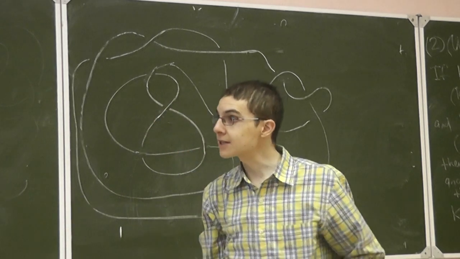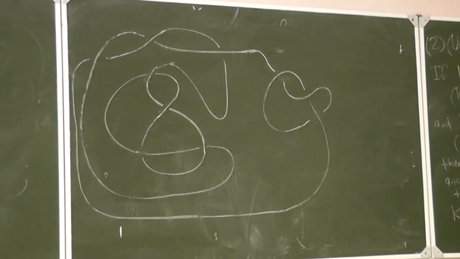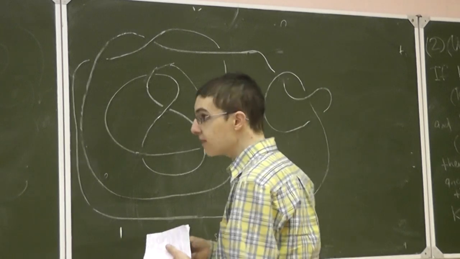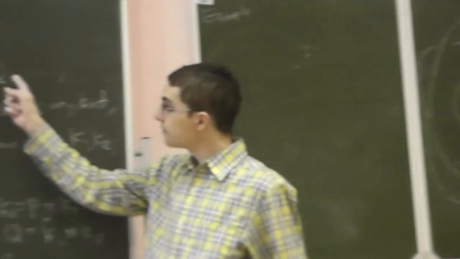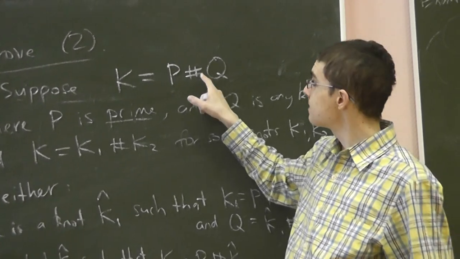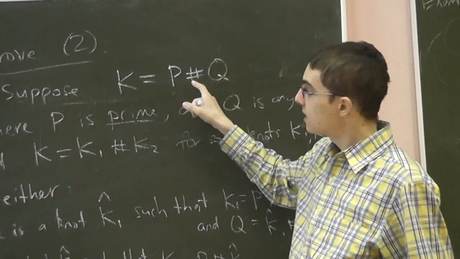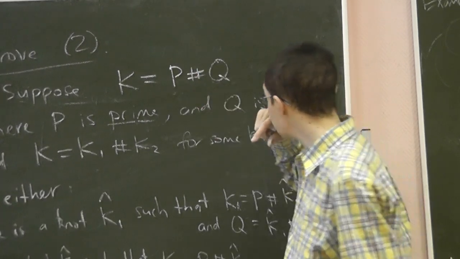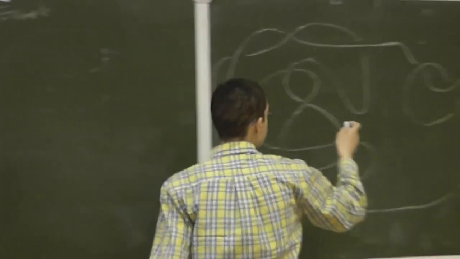So let me explain how this matches with the theorem. Okay, so I'll draw. When we have a connect sum like this, it always means we have a sphere on one side of which we have P and on the other side of which we have Q.